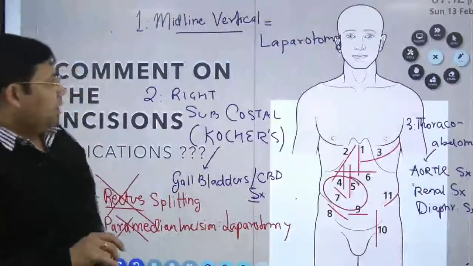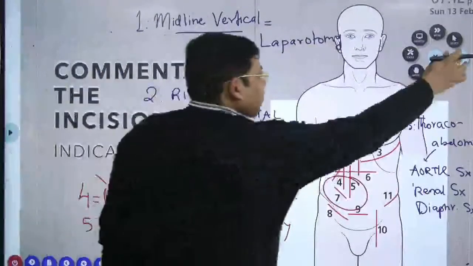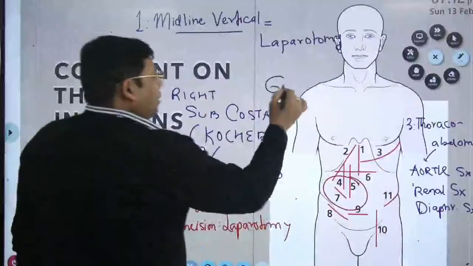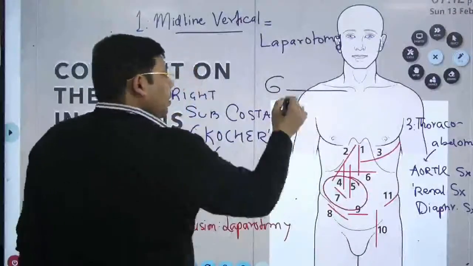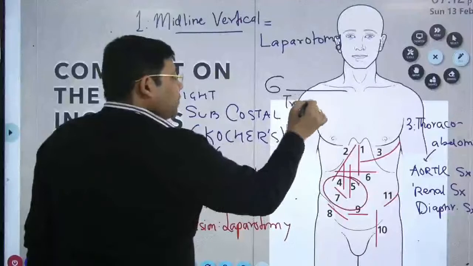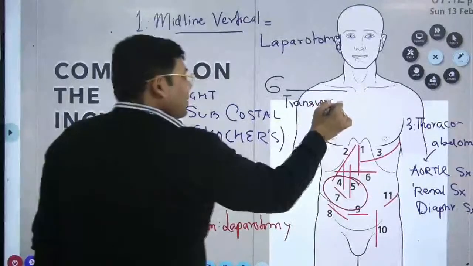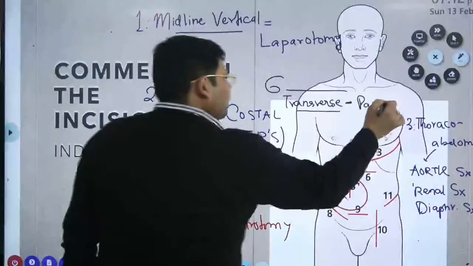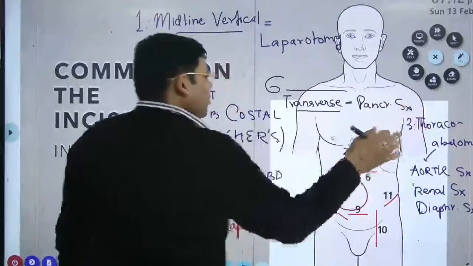Now if you see the incision number 6, let us try to understand what is the utility of this incision number 6. 6 is a transverse incision. So where do you make this transverse incision? Students, transverse incision is made for pancreatic surgeries.